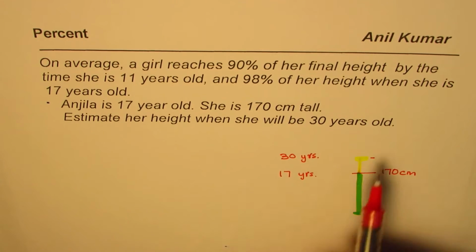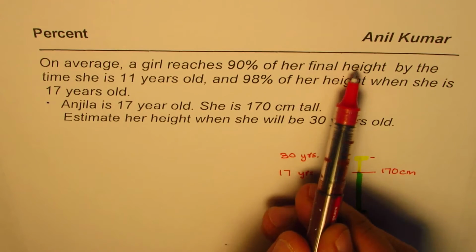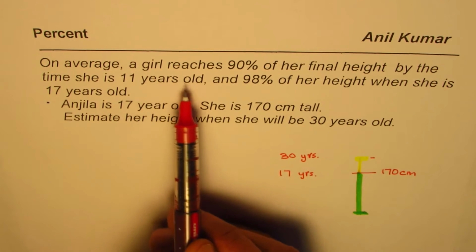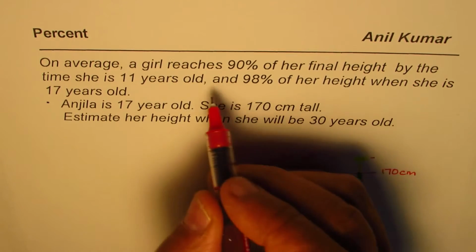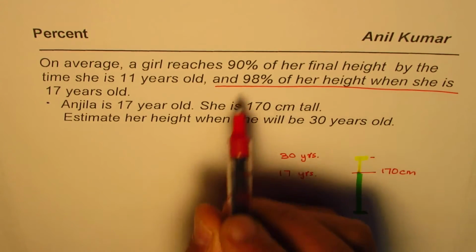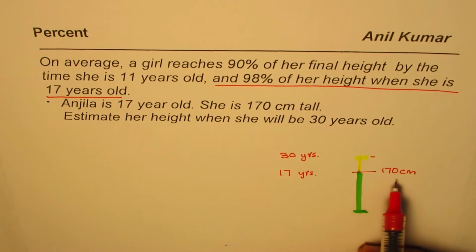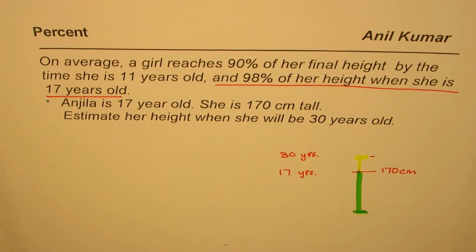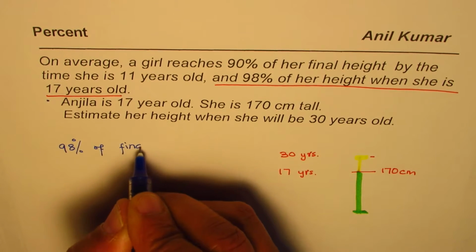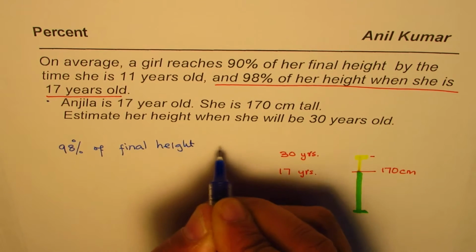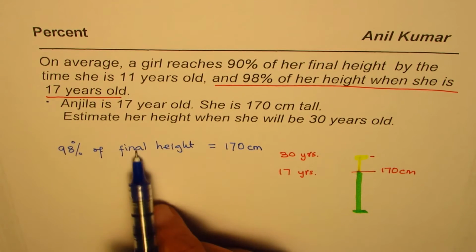How to find that? Now from the question we are given that on average a girl reaches 90% of her final height by the time she is 11 years old and 98% of her height when she is 17 years old. So we are looking into 17 years old, so we'll take this information. That is 98% of her height when she is 17 years old. So this height is 98% of final height. So what we know here is that 98% of final height is equal to 170 centimeters. This is known to us. So from here we have to find the final height.